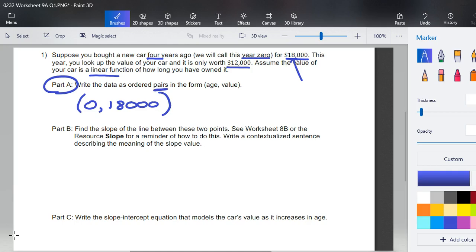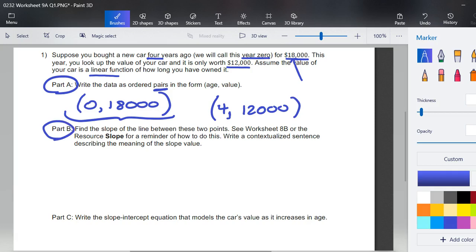They want us to do this for both pairs. And so that's when you first bought the car, it's new, 0 years old, $18,000. And the other is when it's 4 years old and it's valued at $12,000.